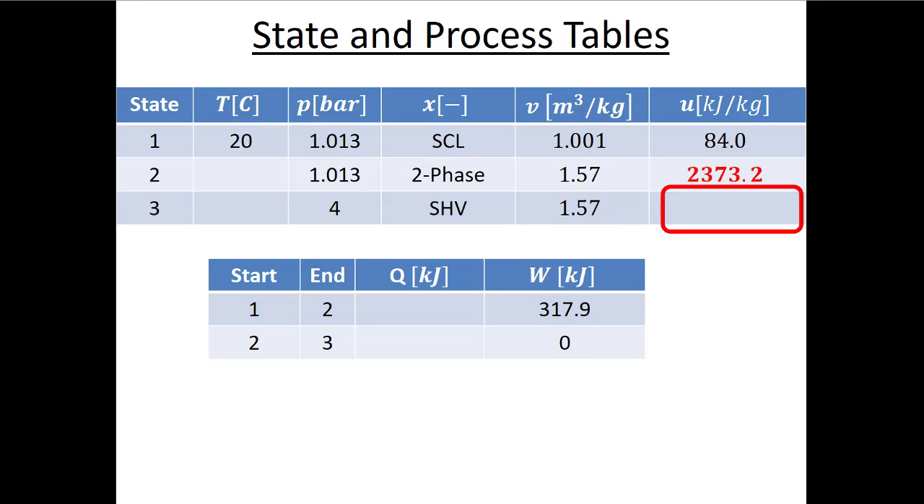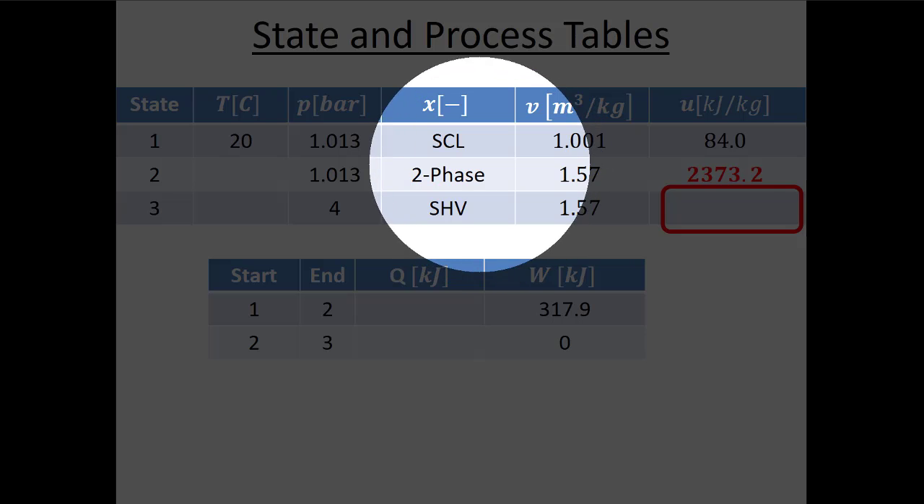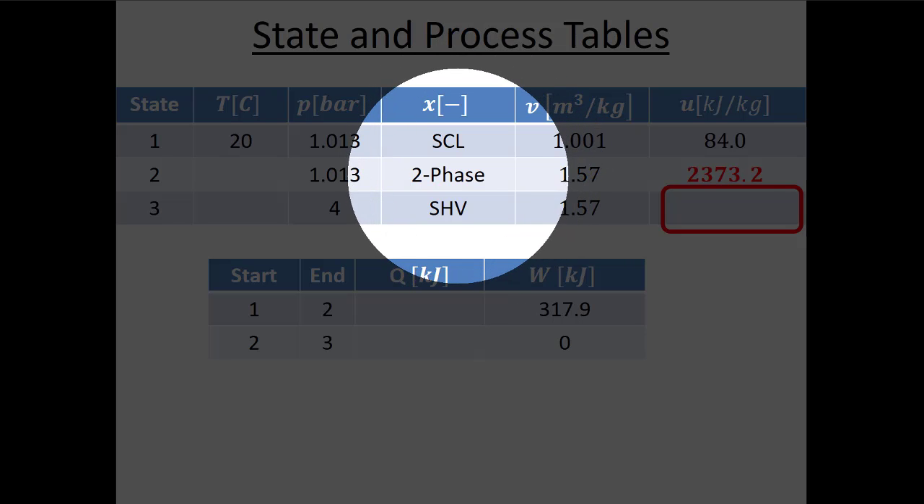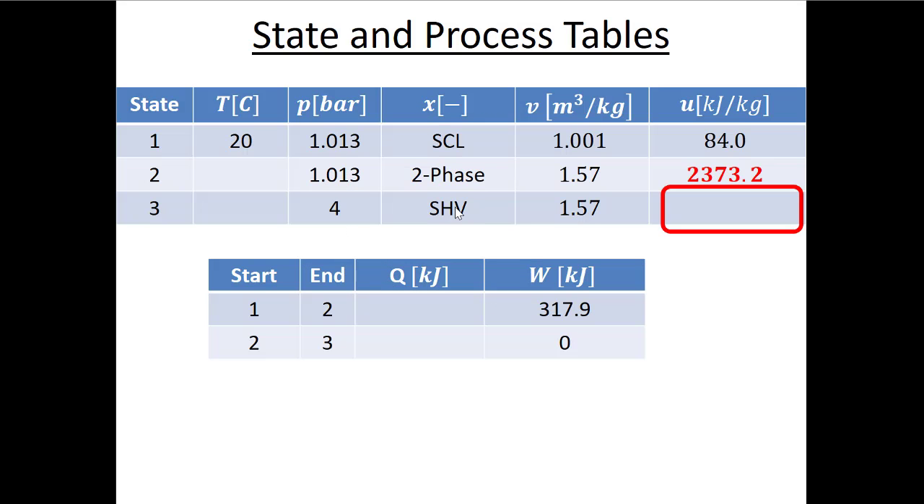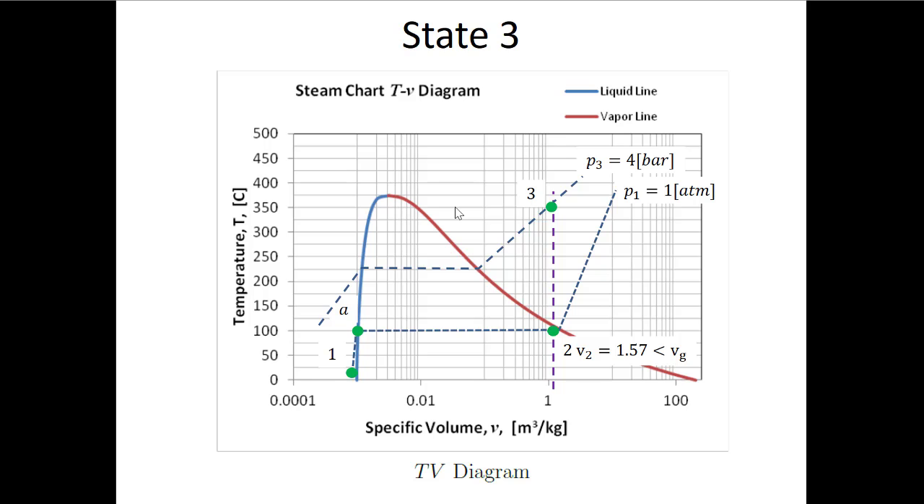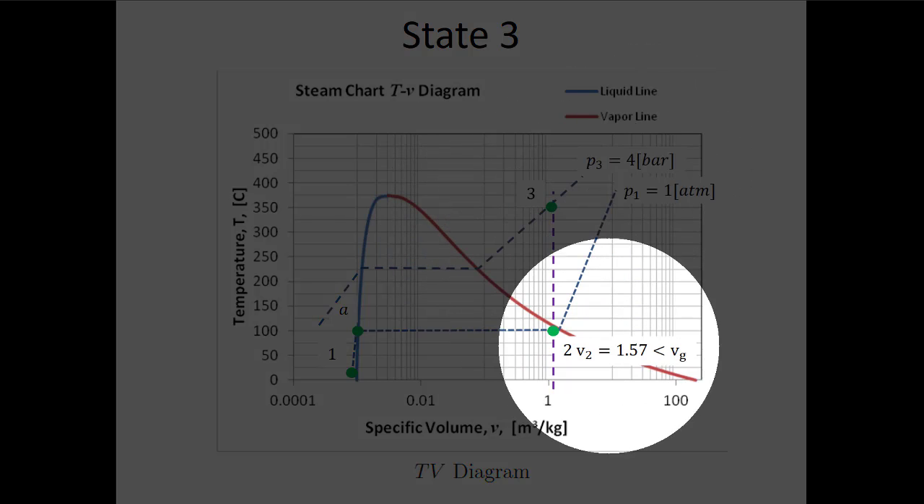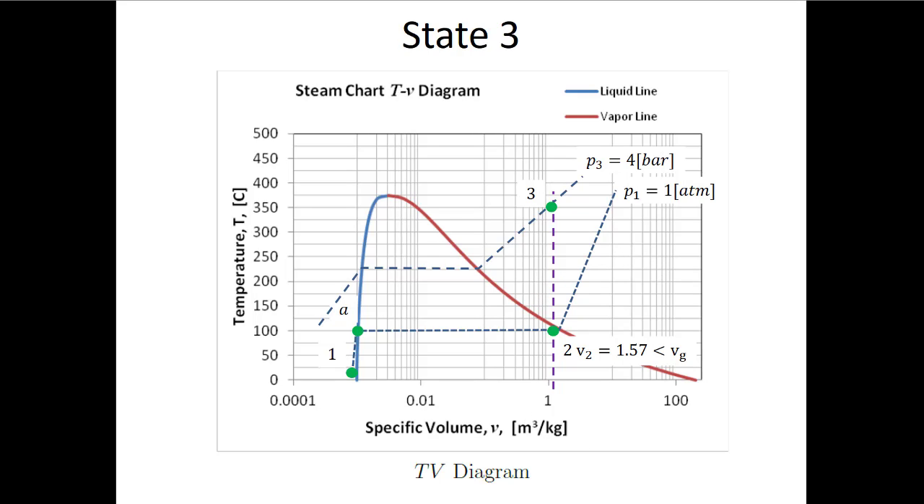So now, not surprisingly, you might see this on a test too, where we ask you how to find stuff in the subcooled liquid region, we ask you how to find stuff in the two-phase region, and now we're going to ask you how to find stuff in the superheated vapor region. So now state 3 is up here in superheated vapor. We know the pressure is 4 bar, and the specific volume is still 1.57.